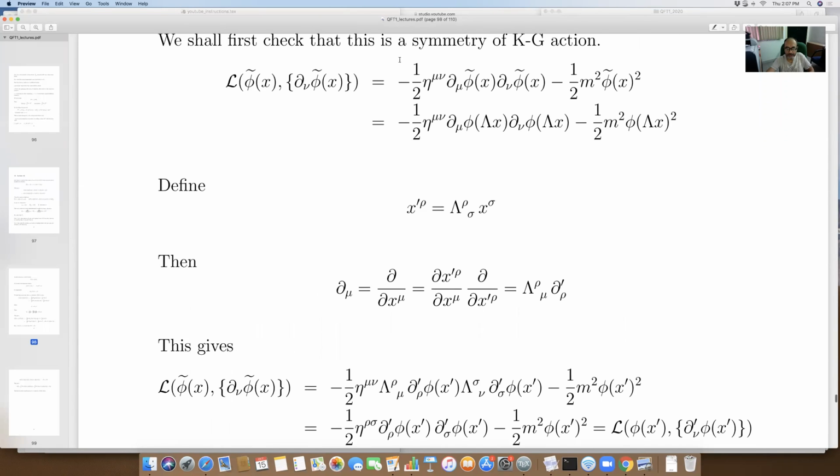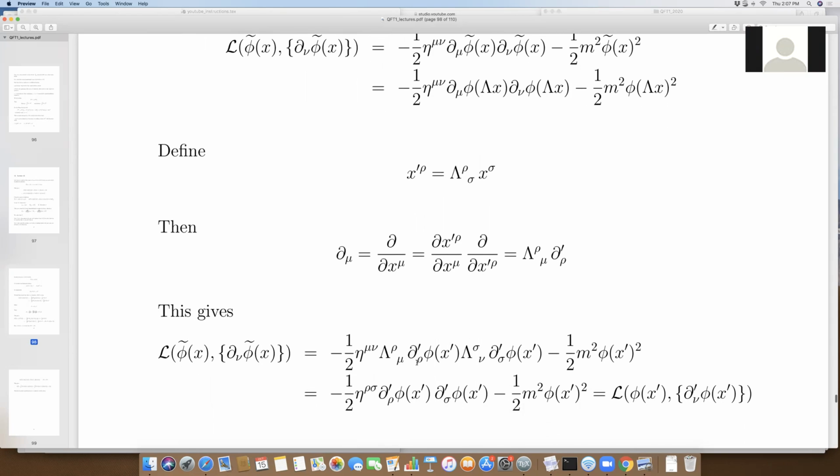That's why we are keeping this as it is, L of phi tilde x, del nu phi tilde x. And we are using this expression in the specific context of the Klein-Gordon Lagrangian density to rewrite this. So what did we find? Del mu phi will be lambda rho mu del prime rho phi. That's what you have written here. In the argument of phi, lambda x has been replaced by x prime. Then here you have del nu phi. That will be lambda sigma nu del prime sigma phi x prime. Just replace mu by nu and rho by sigma in this expression. This remains as it is, except the lambda x has been replaced by x prime.